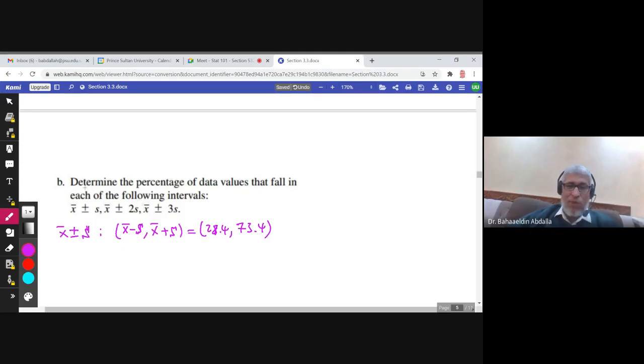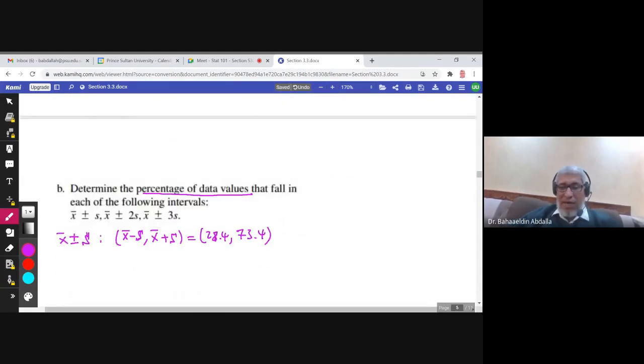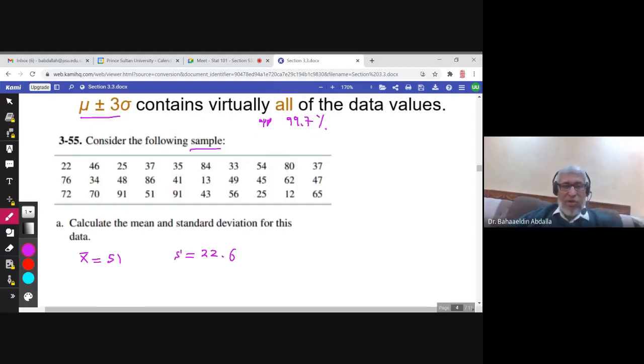What is the question? Determine the percentage of data values that fall in this interval. Yani, what is the percentage of values that fall in this interval? How to find the percentage? I need to know how many of these 30 numbers are between 28 and 73. So let us find all numbers between 28 and 73.